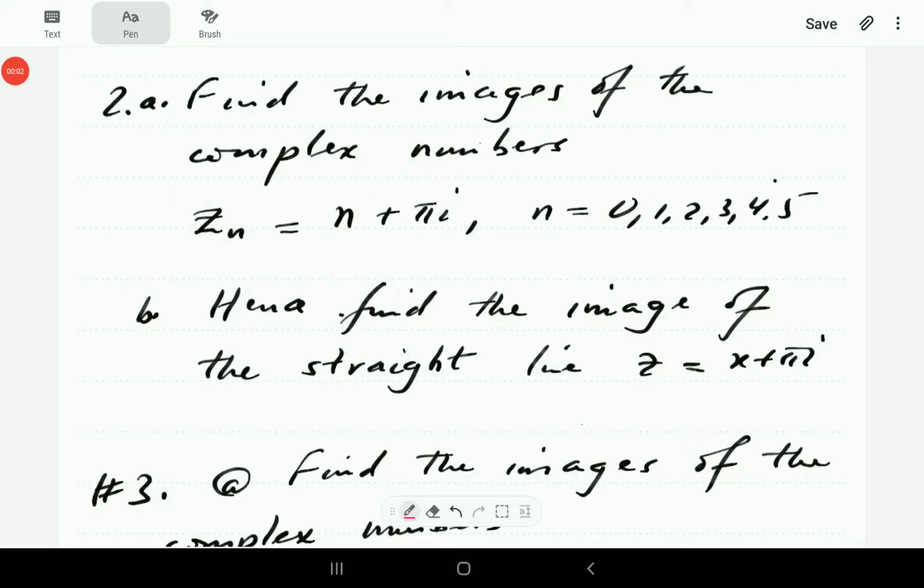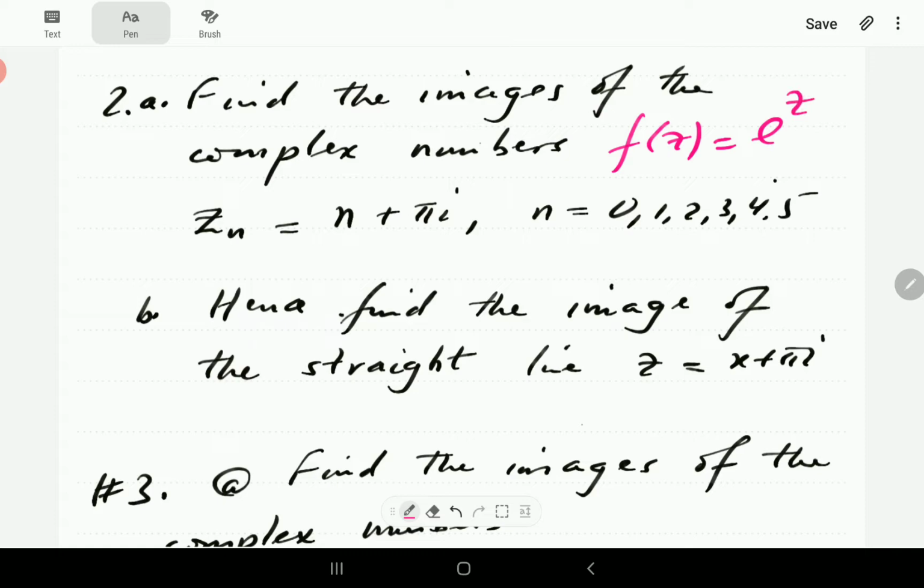Okay, in this video, we're going to find the images of these complex numbers. n runs between 0 and 5. This is under the action of the complex exponential function, so our f of z is e to the power z. So that's part A.